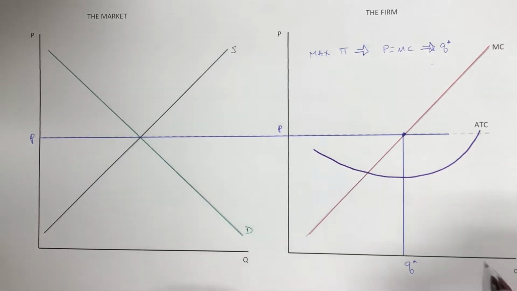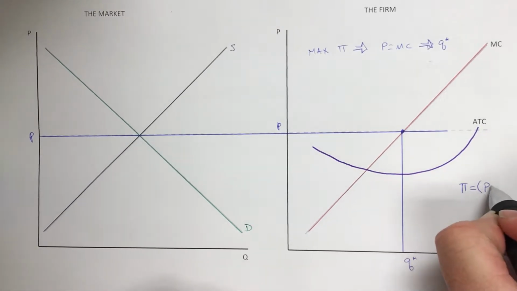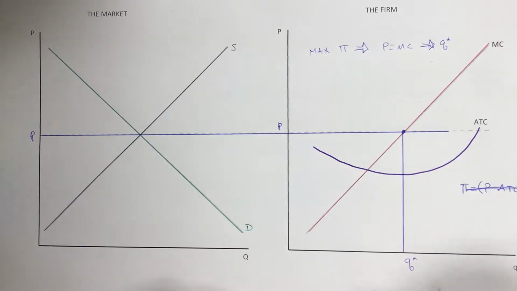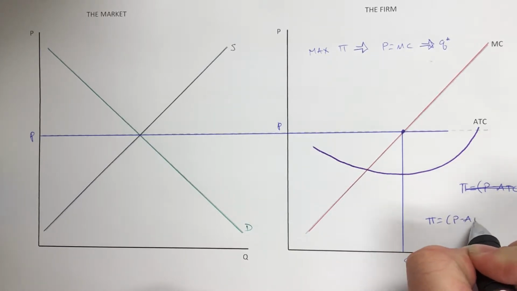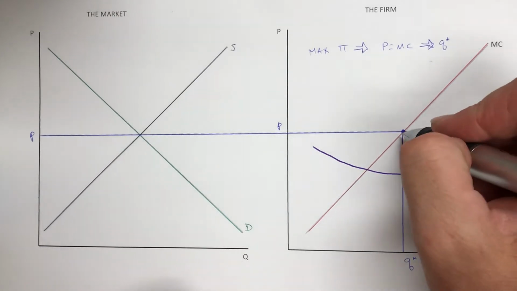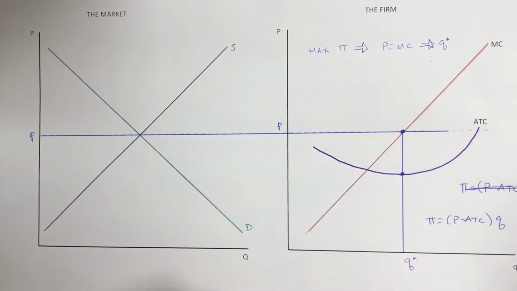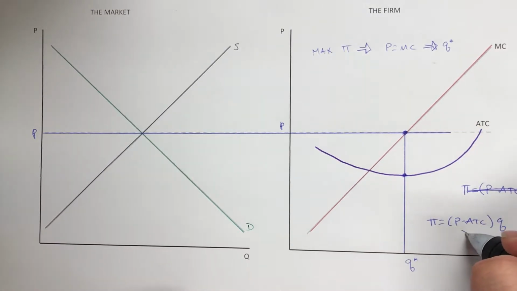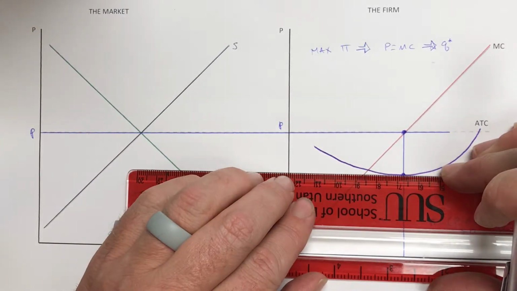Well, now let's look at profits. Profits equals price minus average total costs. And now I'm off the page, so let's write it over here. Profits equals price minus average total costs times quantity. Well, let's look to see what happens. Here is our price, and at that quantity, here's our average total cost. So in this case, price is above average total cost, so this number is going to be positive. And what's Q? Well, Q is this number over here.